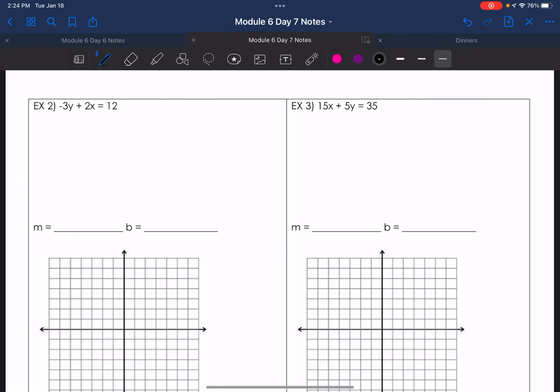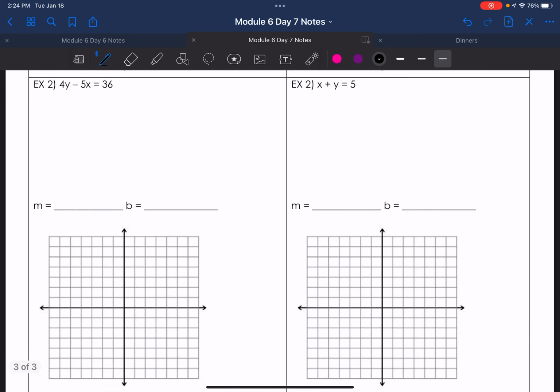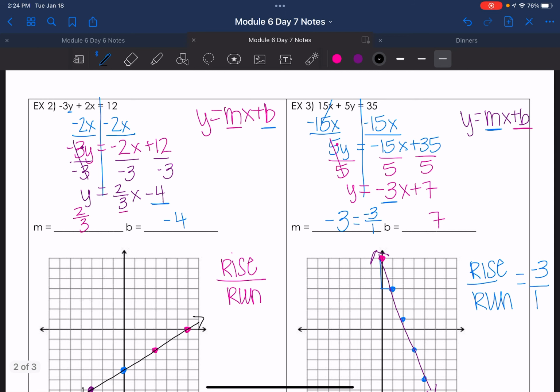All right. So the last few, these were ones that we already did. So you are good to go for the rest of the day. Please make sure that you do your practice that is in the packet.